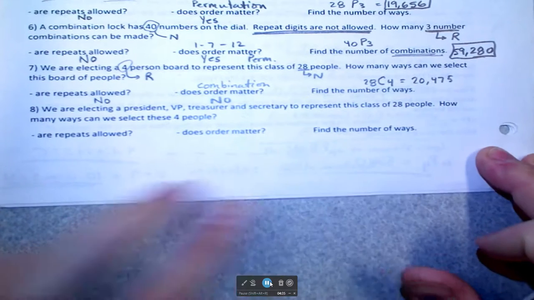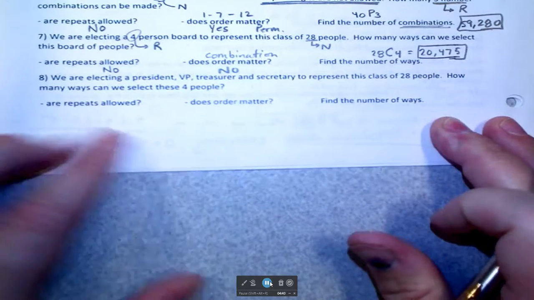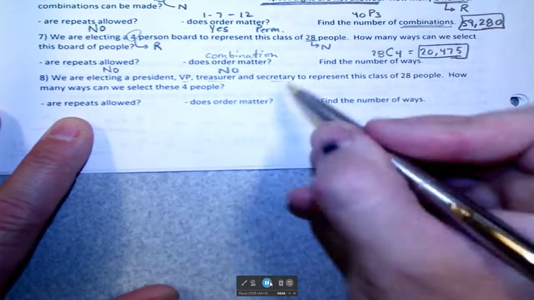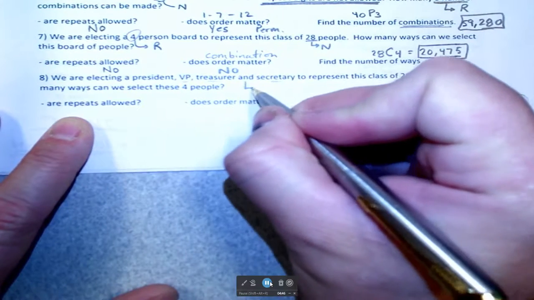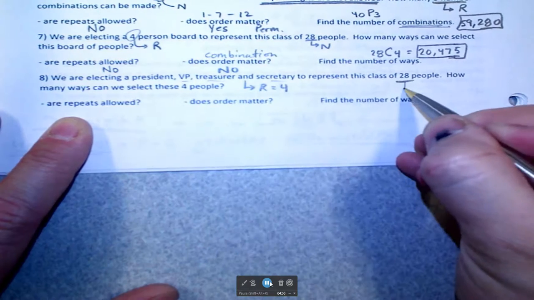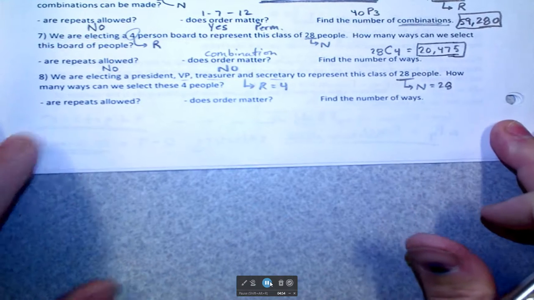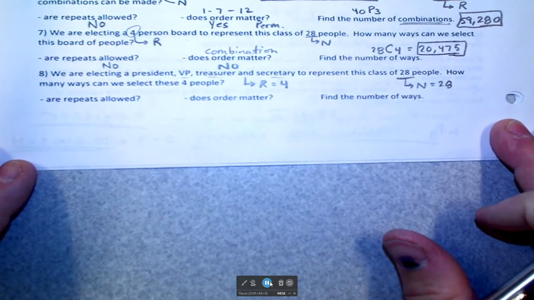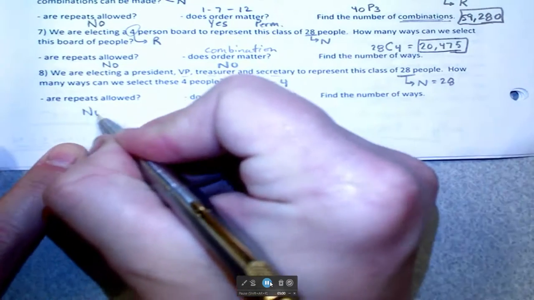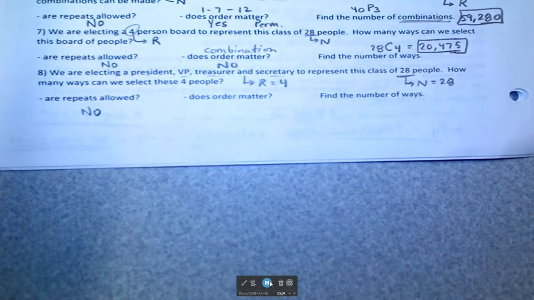Okay? So check your answers with mine and see if you can get these same answers. Keep going. We're electing a president, a vice president, a treasurer, and a secretary. So we're electing 4 people from a class of 28. Are repeats allowed? No. Again, you can't have someone be your president and your treasurer. It doesn't work like that.